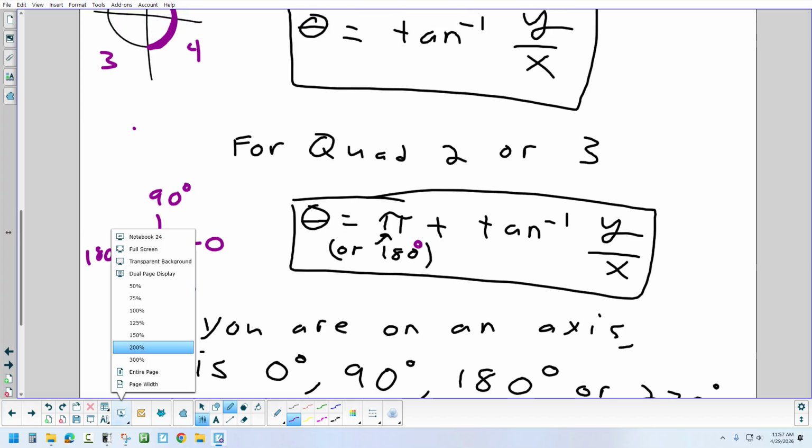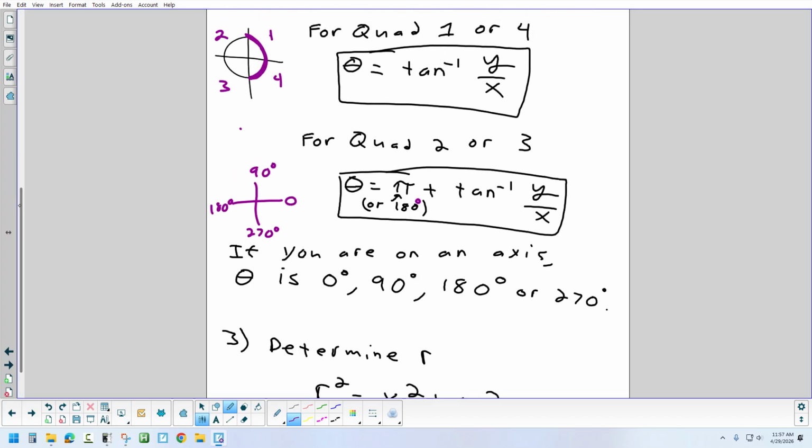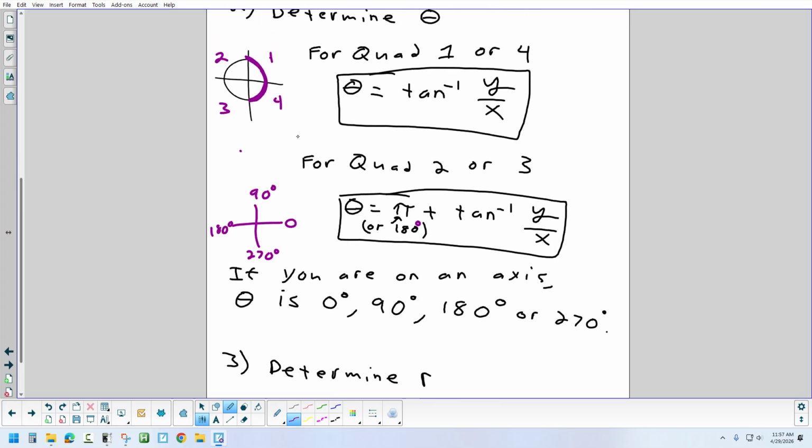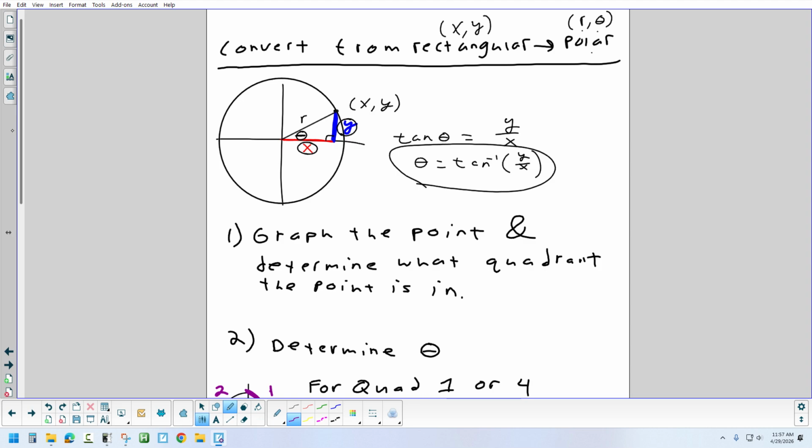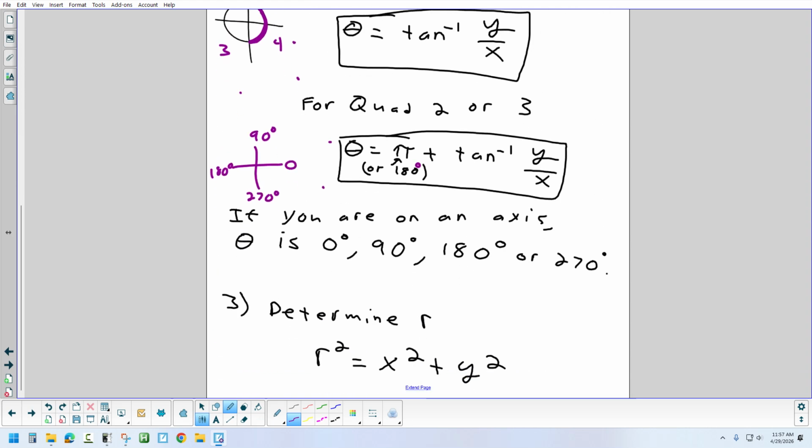Okay. So that covers how you find the angle. It's either inverse tangent y over x, 180 plus the inverse tangent, or the easiest case, you're just on an axis. And then what did we say for finding r? What do we use for that? Pythagorean. We just use the Pythagorean theorem.